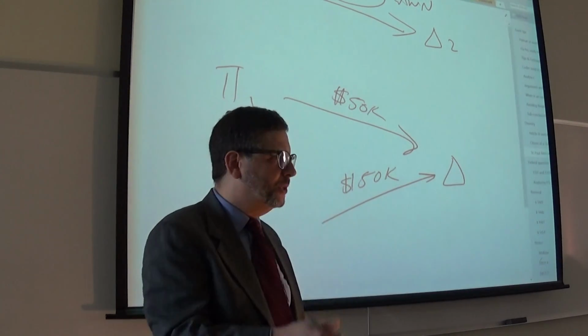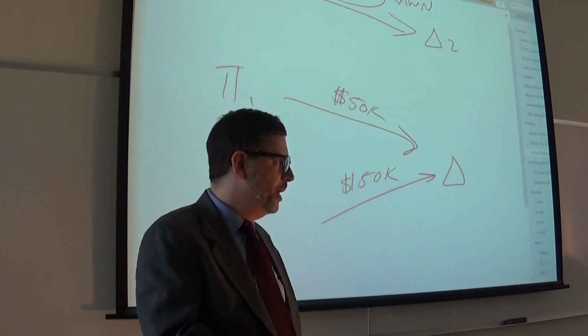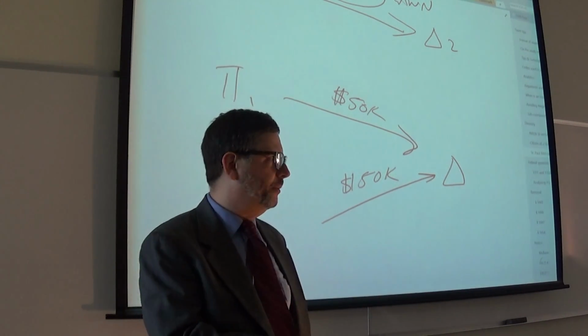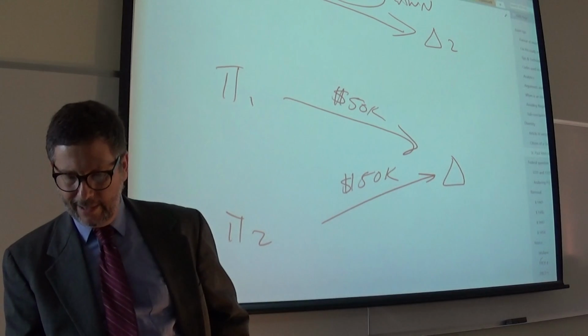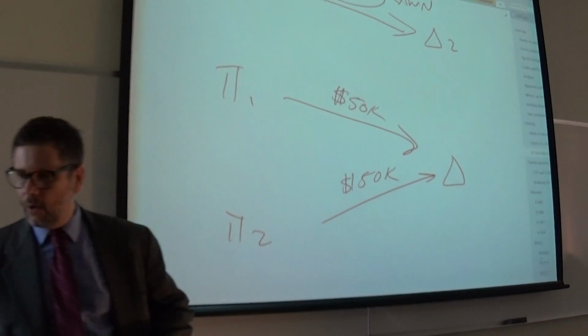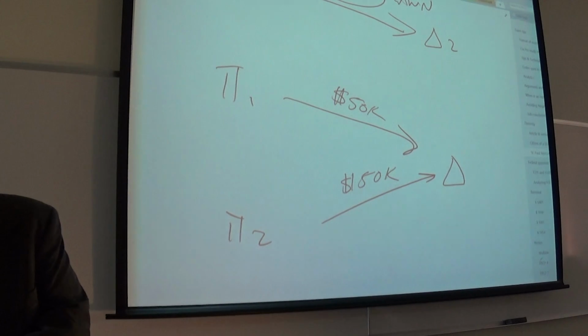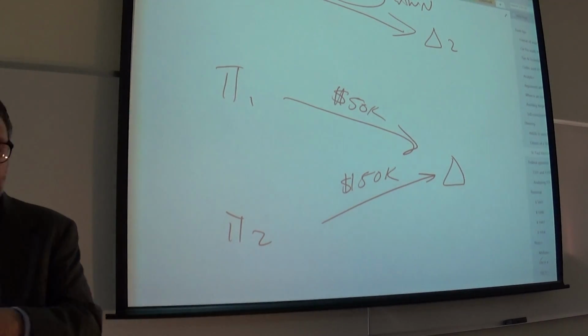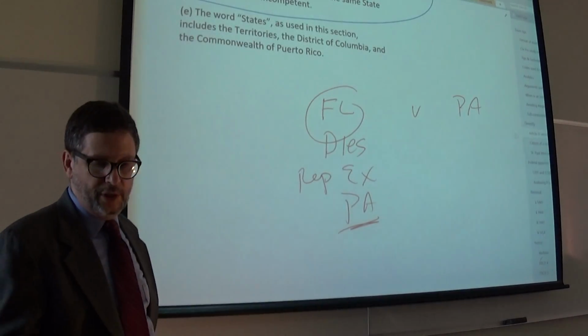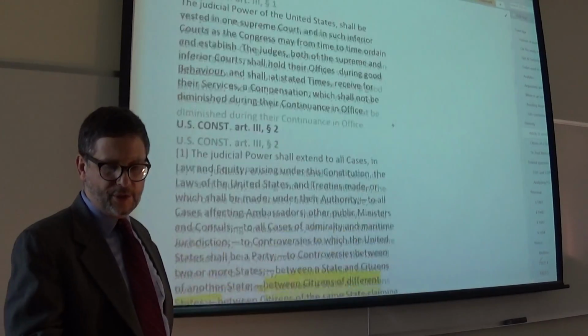There's an exception in the problem set that I'm not going to get to that talks about indivisible injury. If you're interested, go look at the problem set. I'm not going to get further into that now. All right, now that's diversity jurisdiction. Now, let me look at my notes real quick. I think I've hit everything I want to. Now let's go into federal question jurisdiction. Now going back to Article 3.